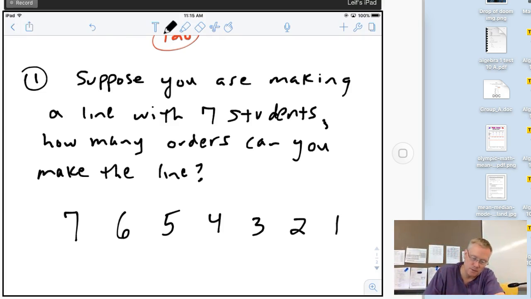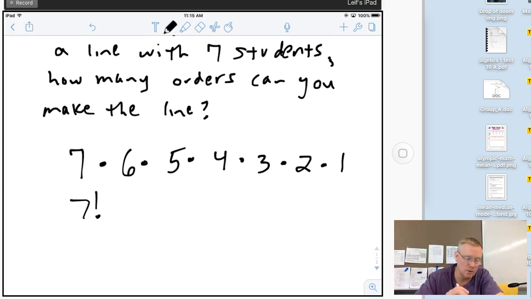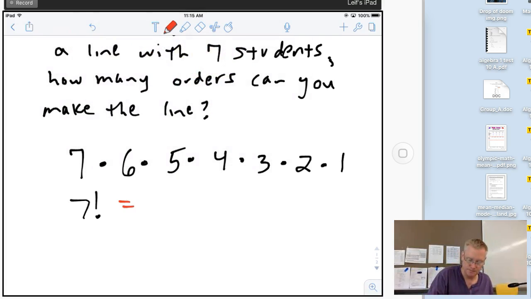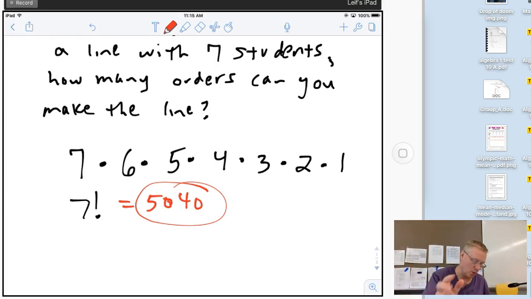So the number of actual ways that you can do the line is if you multiply all those together. And of course, that turns out to be your 7 factorial button. 7 factorial will be your answer, which in this case is 5,040. So there are 5,040 different ways to make that line with 7 kids, and that's where order is very important.